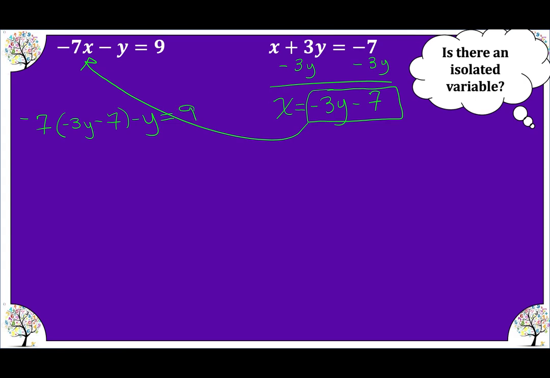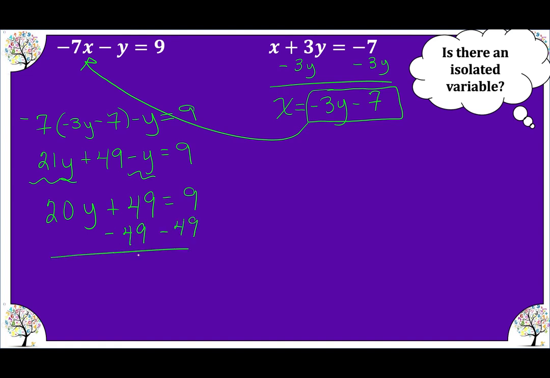Now let's distribute the -7. We get positive 21y plus 49 minus 1y equals 9. Now let's combine like terms. And when we combine that, we get 20y plus 49 equals 9. We're going to isolate y by subtracting 49. We get 20y is equal to -40. Divide each side by 20. And our y coordinate is -2.